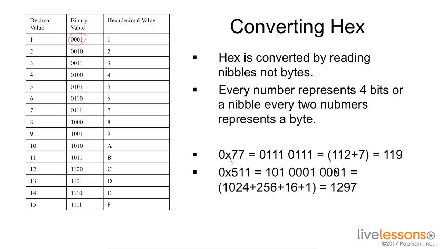Now when I calculate that from right to left, starting at the 1 spot, the first number I have is a 1. The second number I have, 1, 2, 4, 8, is 16. And so on. Third number I have, 256. And the fourth number I have is going to be 1024. So the decimal representation of 0x511 is 1297.